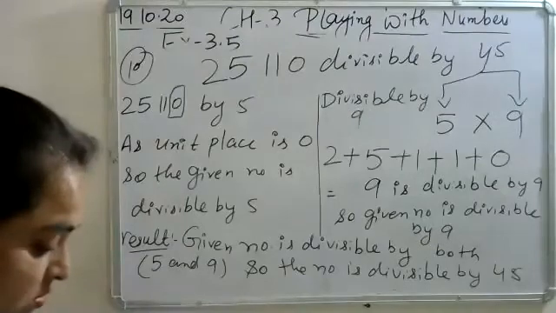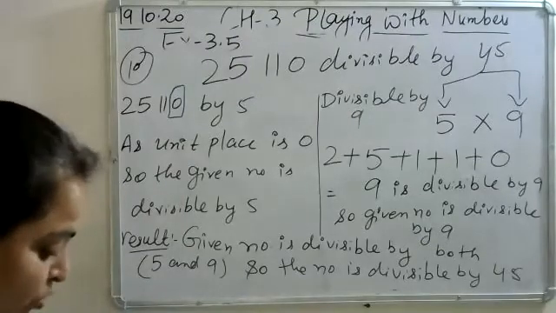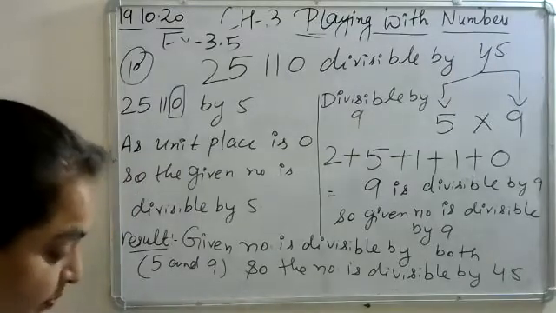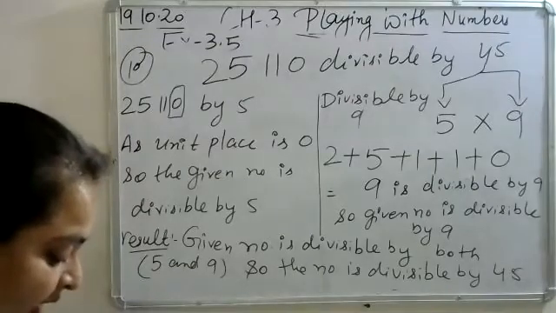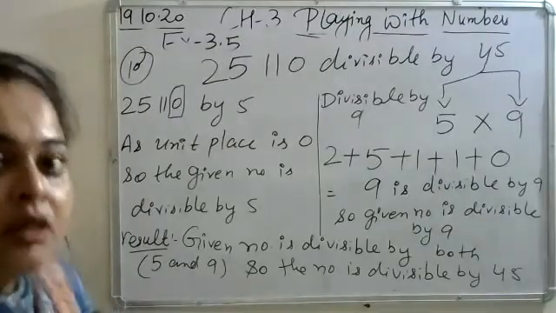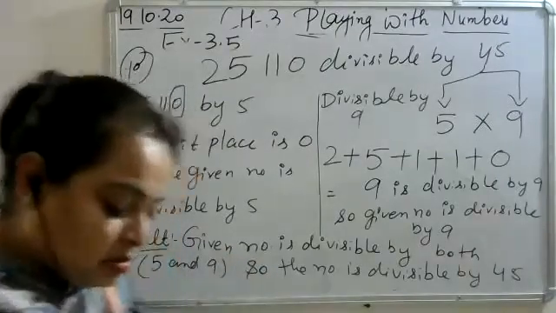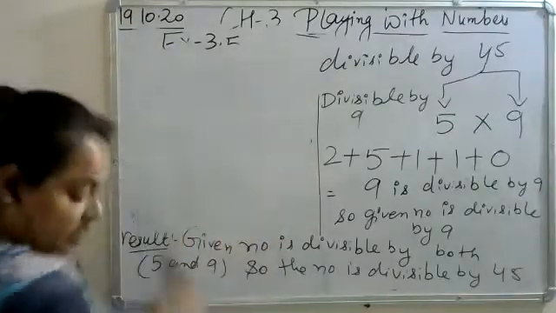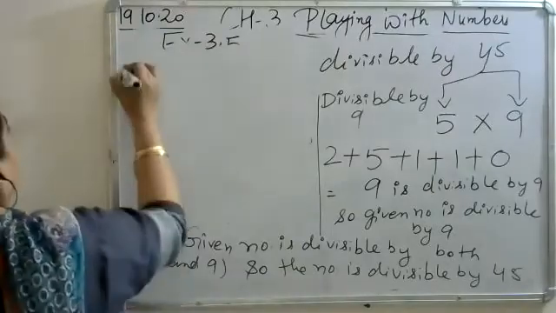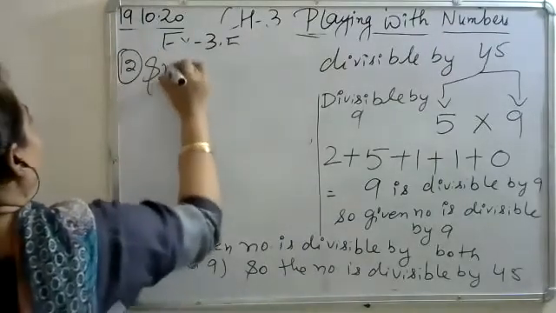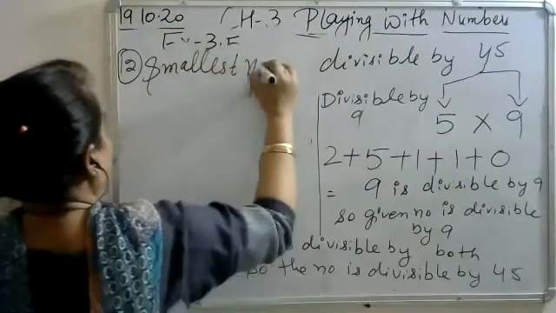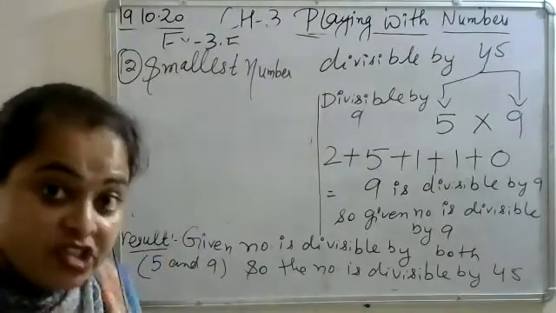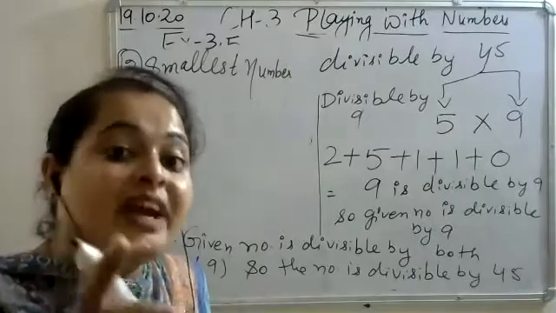Now come to the 12th question. What is the 12th question? I am the smallest number having 4 different prime factors. Smallest number. Sorry, not 11th, 12th question. The condition is 4 different prime factors.